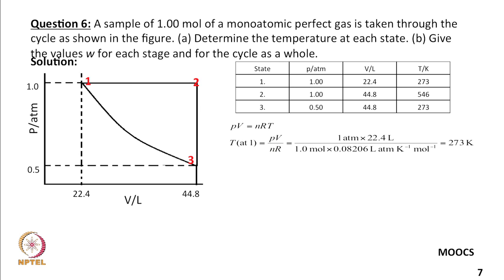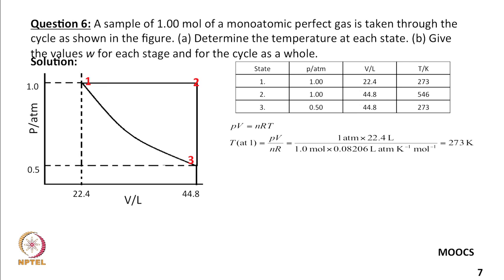So, once you use that formula, T is equal to PV by nR at stage 1, where pressure is 1 atmosphere, volume is 22.4 liter, n is equal to 1, R used in liter atmosphere per Kelvin per mole, and you get a value of 273 Kelvin. That is state 1.